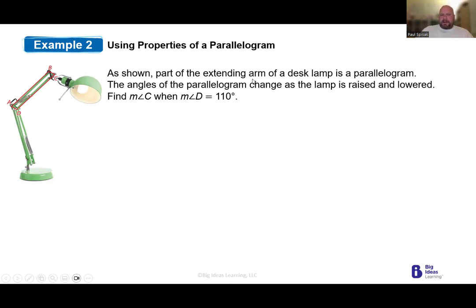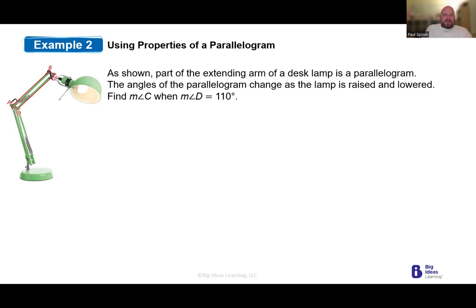All right, using properties of parallelograms. So as shown, part of the extending arm of a desk lamp is a parallelogram. The angles of the parallelogram change as the lamp is raised and lowered. Find the measure of angle C when the measure of angle D is 110.